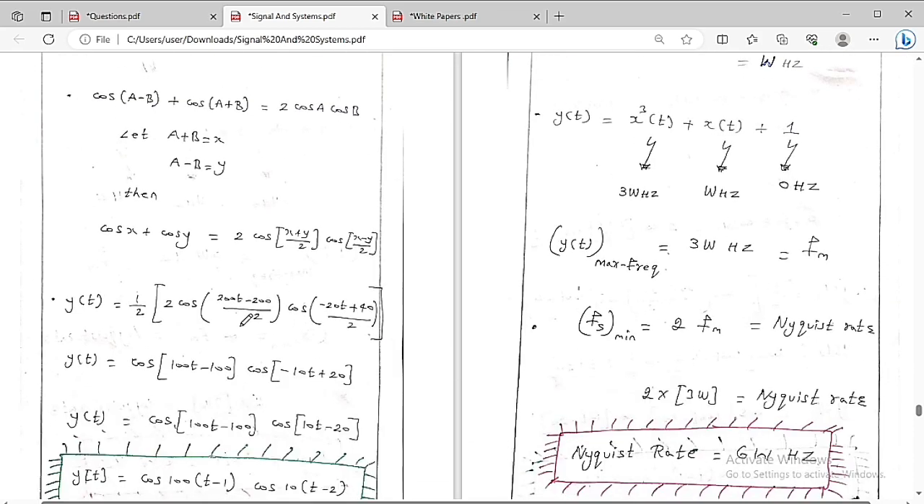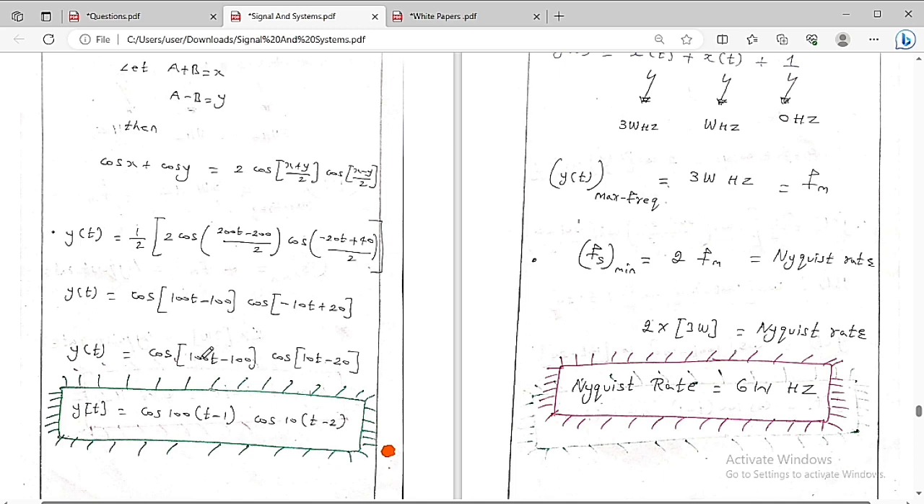So if you simplify, what are you going to get? Divide by 2, the 2 cancels, you are going to get cos of 100t minus 100 into cos of minus 10t plus 20. Take your minus common, and you know cos of minus theta is equal to cos theta. So from that we can say cos of 100t minus 100 into cos of 10t minus 20.